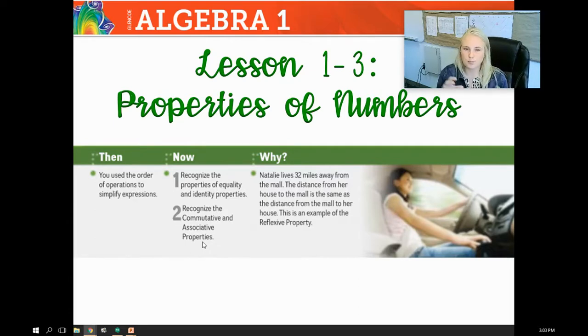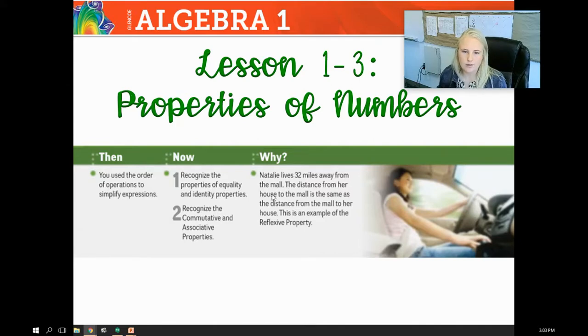So what I'm going to do today is just point out quickly what they are, and I'm going to give you a chart of what they are, and then all you have to do is continue to use the order of operations to simplify expressions as you have in the past, and then just label what you've been doing using the chart. So why do we need to do this?